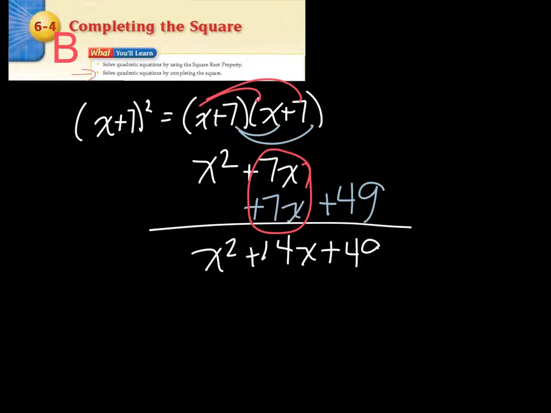plus 49. So in the process of completing the square, we don't know the constant term. But you can see here that if we take the coefficient of x divided by 2, we get one of those two 7s, and when we square that, we get our constant.